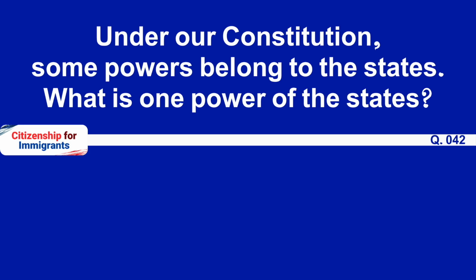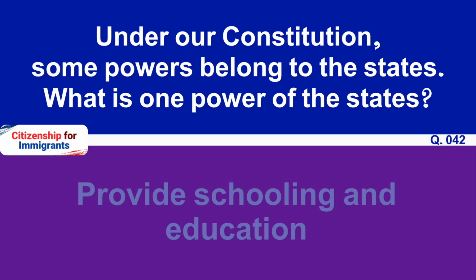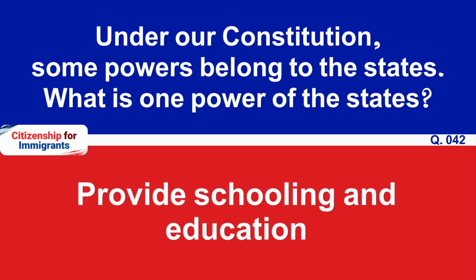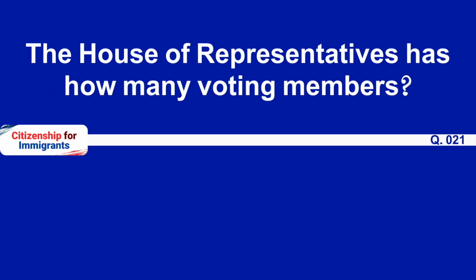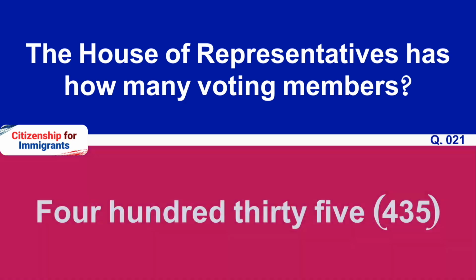Under our Constitution, some powers belong to the states. What is one power of the states? Provide schooling and education. The House of Representatives has how many voting members? 435.